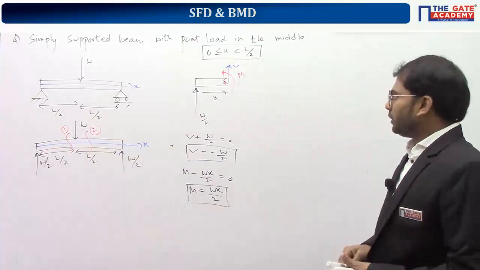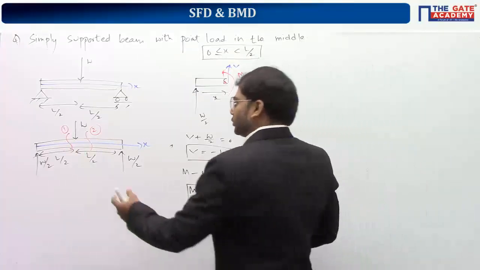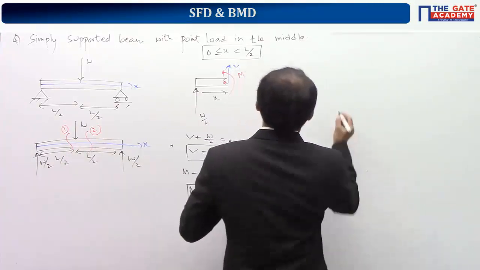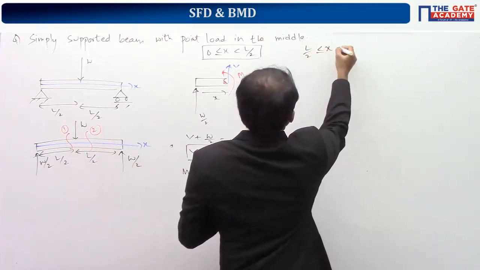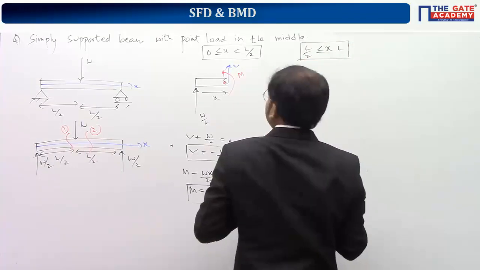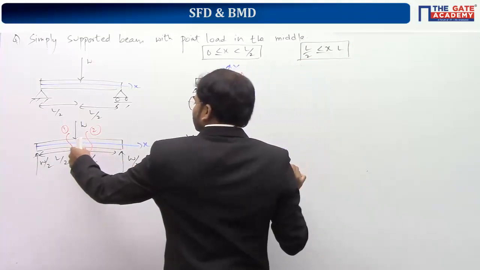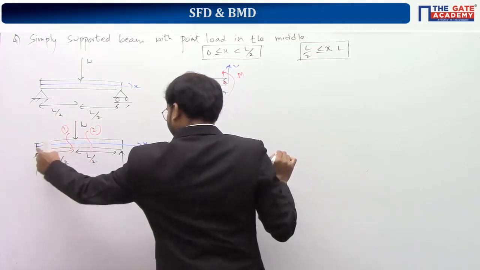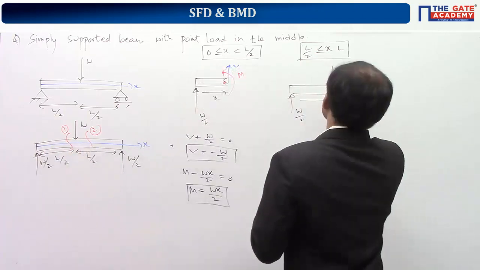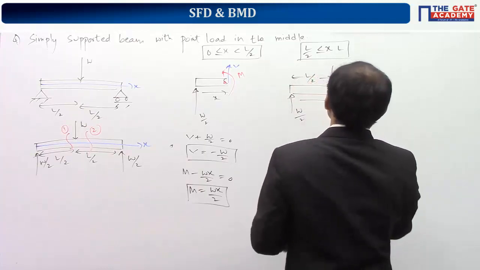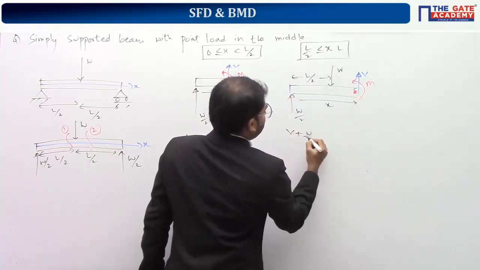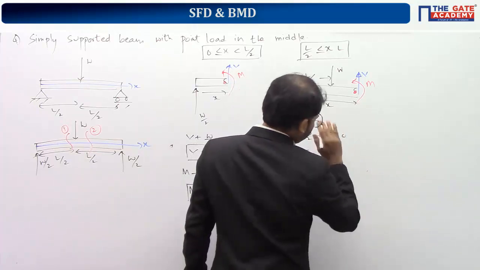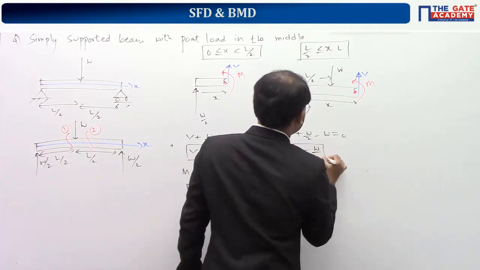So now I'm coming to the crucial step. I should take the right part of the first cut to the left part of the second cut, for which the range is including L by 2, not including L. To make it simple, instead of taking from here to here, I'm taking from the starting point to here. Distance is x, L by 2. So V plus W by 2 minus W is equal to 0. So V comes out to be the opposite of this, W minus W by 2, W by 2 here.